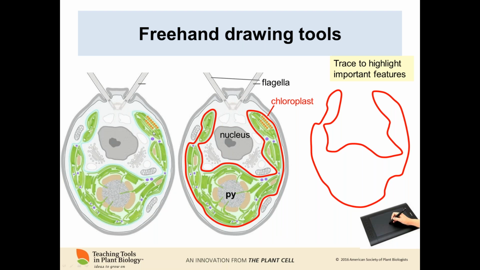So this is a drawing of a chlamydomonas cell, and the cell has a single chloroplast. And in the original image, the chloroplast is outlined in light blue, but I wanted to make that a bit more prominent. So I had to trace around the chloroplast and made a red shape that highlighted this margin.